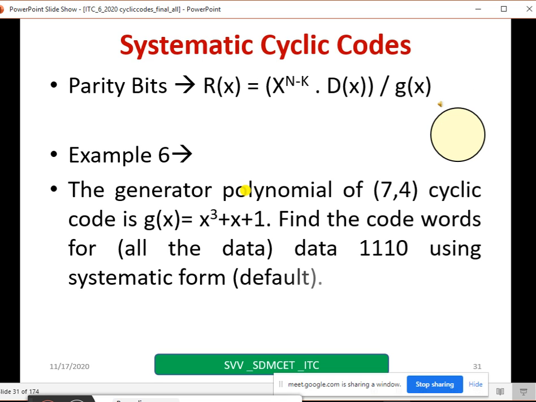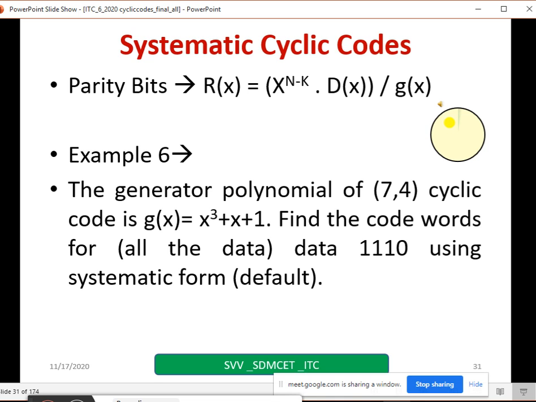The generator polynomial of a 7,4 cyclic code is g of x equal to x cube plus x plus 1. Find the code words for data 1110 using a systematic form. Remaining we'll do it one by one. First we'll do it for 1110. Copy down, I'll give you another 1 minute.